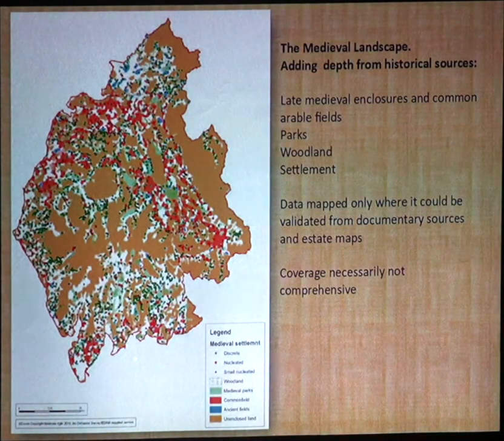I'm going to look at some of the details on this map and the forces that lay behind the way the landscape developed. Okay, so here you've got arable fields, parks, woodland and settlement. I'm going to talk about these different aspects and how they formed. Next, please.